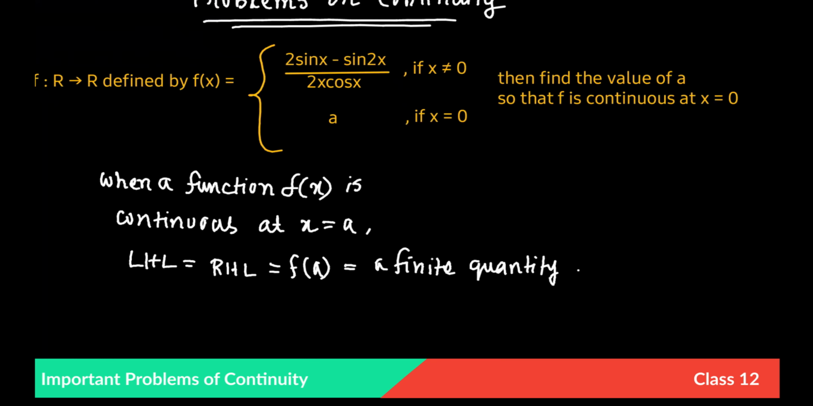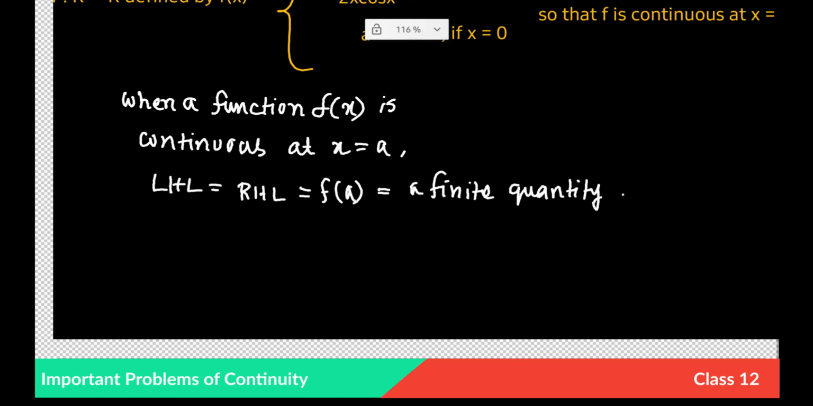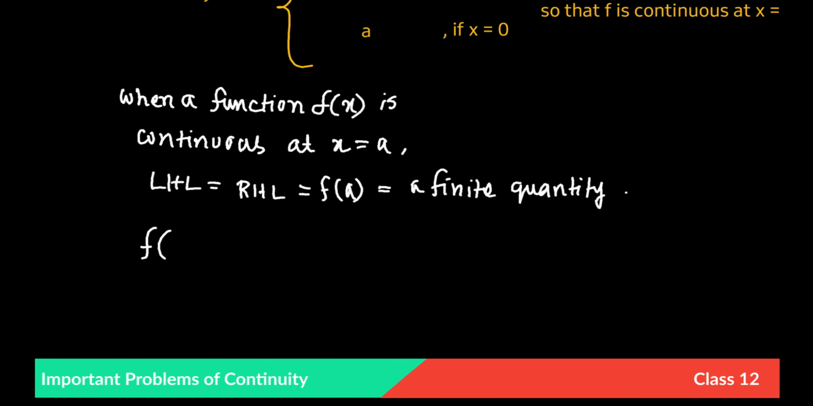Here we do not have to find the LHL and RHL separately. We can write the limit as x tends to 0 of this function, that is when x is not equal to 0, the function (2 sin x minus sin 2x) by 2x cos x, and when x is equal to 0, that means f of 0, which is a. So f of 0 is a, a finite quantity.